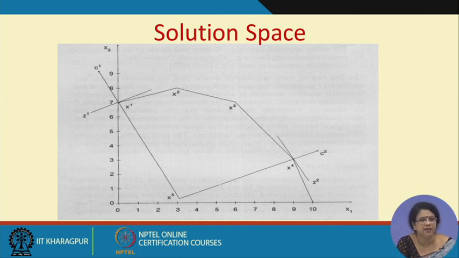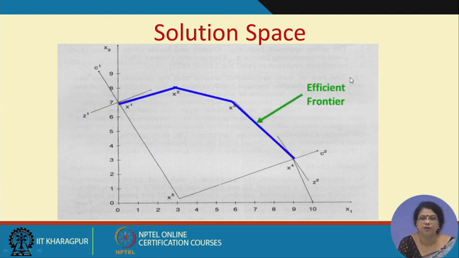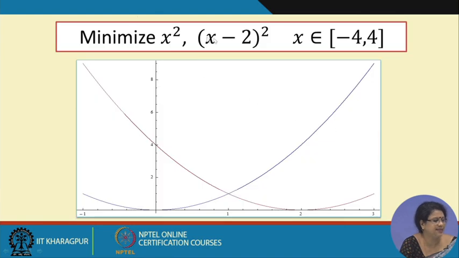Okay? Now, I hope you understood the situation. Though I have written it as efficient frontier, we call it the Pareto optimal frontier as well, and we say non-dominated frontier as well. Okay? The same thing. Now, let us consider another objective function.